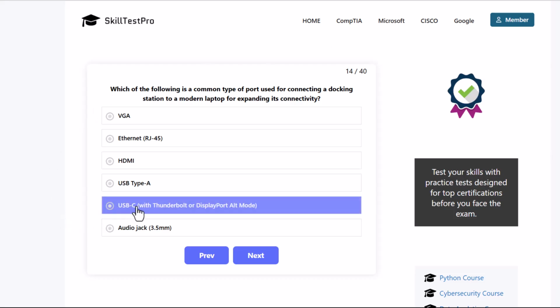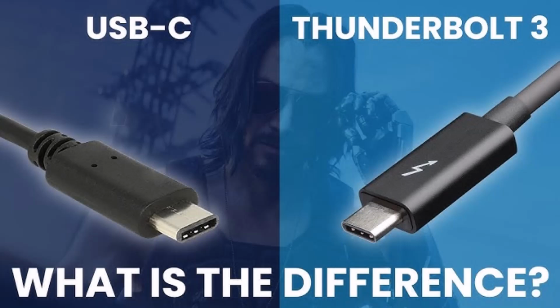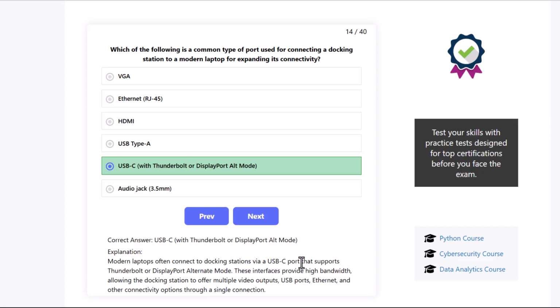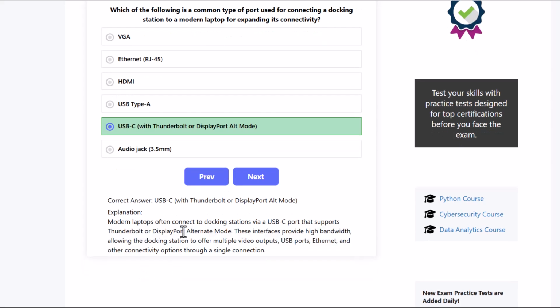And here the correct answer is USB-C, as through USB-C you can transfer different data types, and one of them is also Thunderbolt, as modern laptops often connect to docking stations via a USB-C port that supports Thunderbolt or DisplayPort alternate mode. I am just highlighting these things, as I understand that many of you who would be taking this type of test, these things will be asked in the CompTIA A+ Core 1 exam. So these interfaces provide high bandwidth along the docking station to offer multiple video outputs, USB ports, Ethernet and other connectivity options through a single connection. This is when we are talking about USB-C.